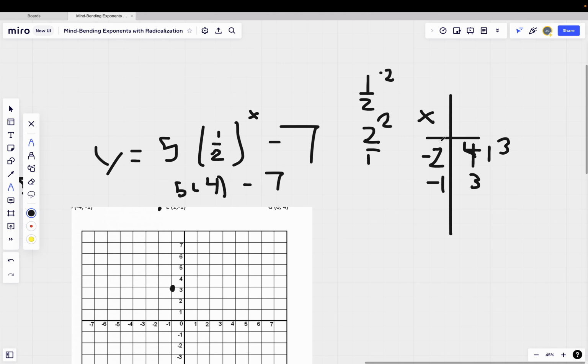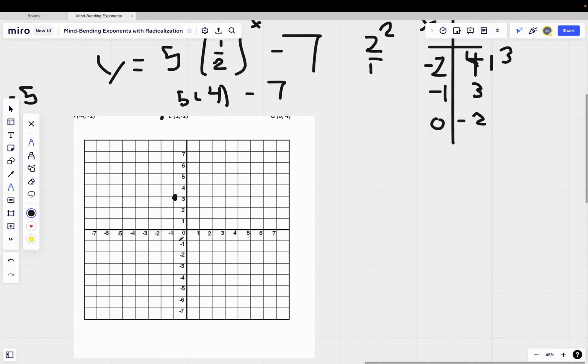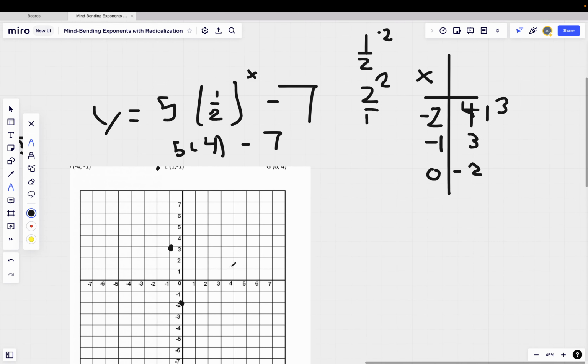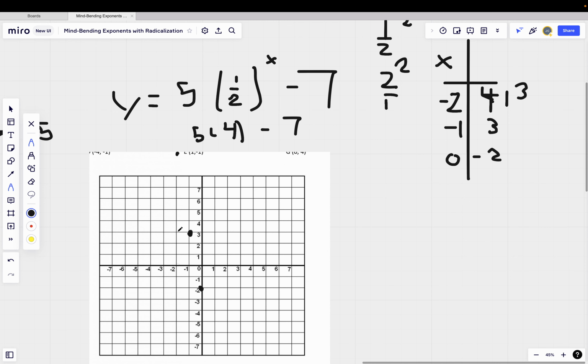So now we do it to the 0. So 1/2 to the 0th power is 1. And then 1 times 5 is 5. And then 5 minus 7 is negative 2. So our answer is 0, negative 2. Oh, and our negative 2 to the 13th, right, it's there. It's there. Just making sure. Jeez, I'm just bad at math.